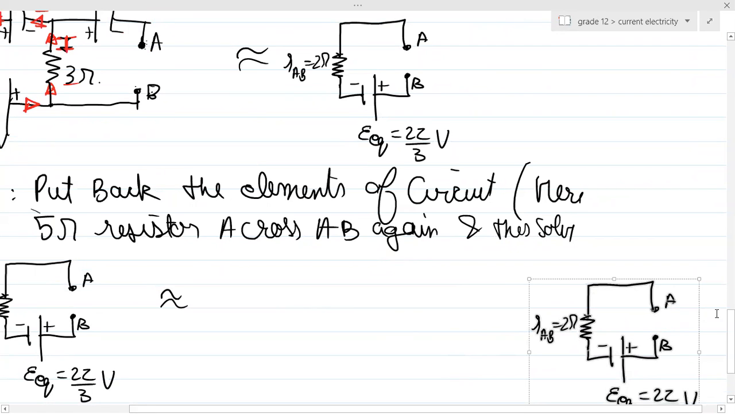Why am I not able to move it? I think my screen froze, guys.